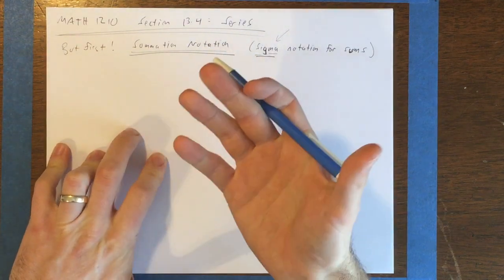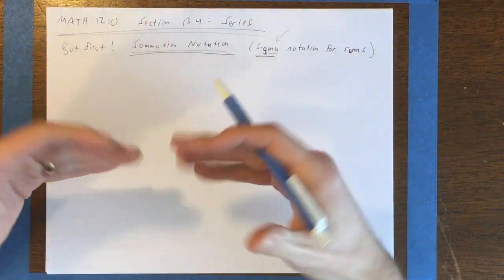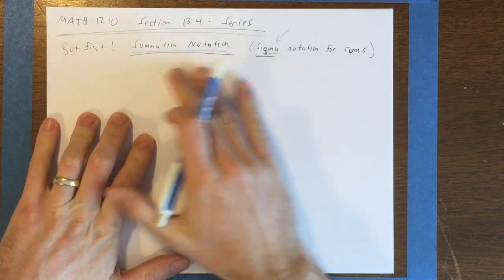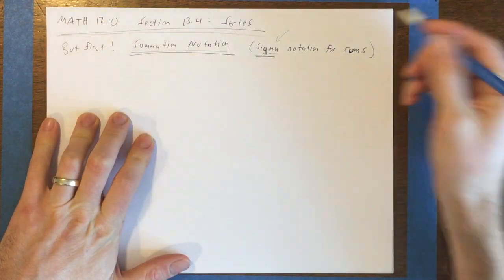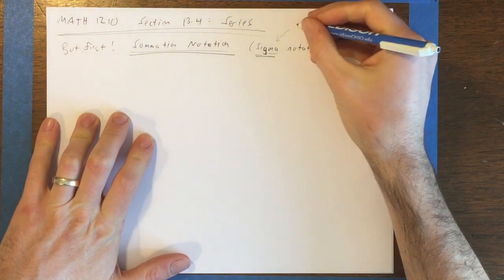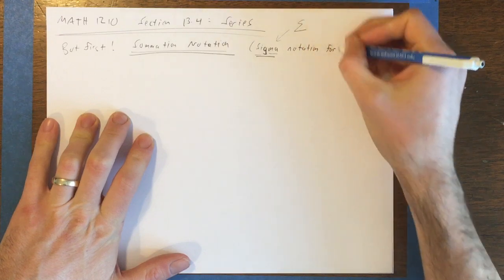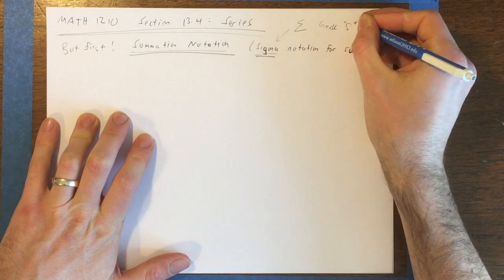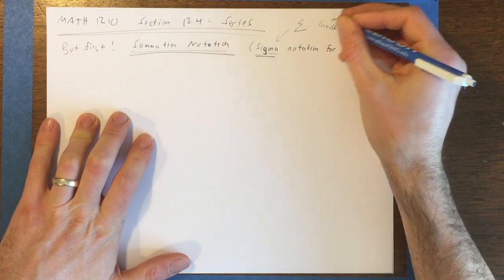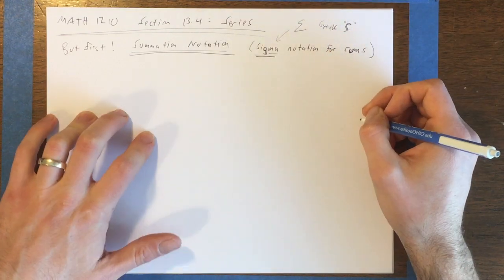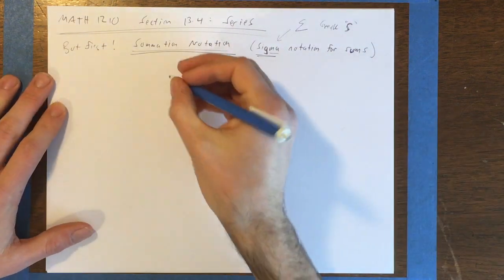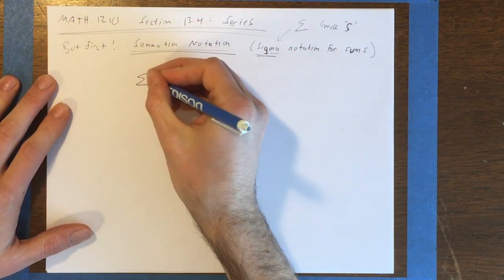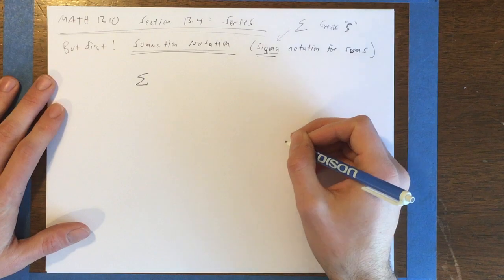Sum means add, right? So a summation is adding things up. And this notation is also known as sigma notation. It's called that because it uses this Greek letter S, a Greek capital S, and that stands for the word sum, meaning add. So summation notation is essentially a notation for adding up a bunch of things.